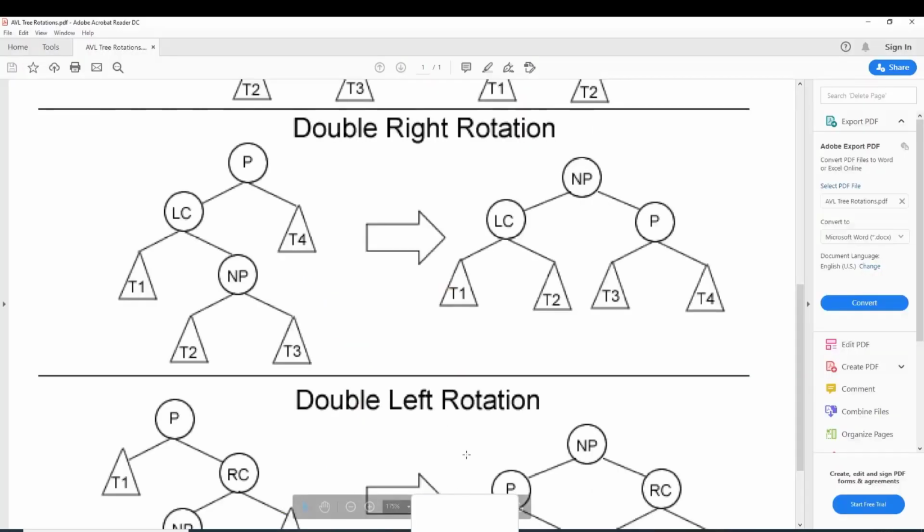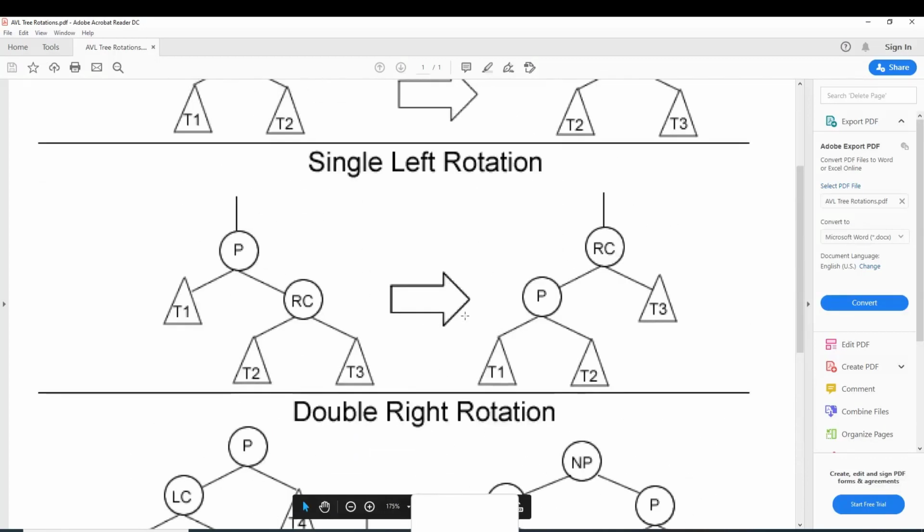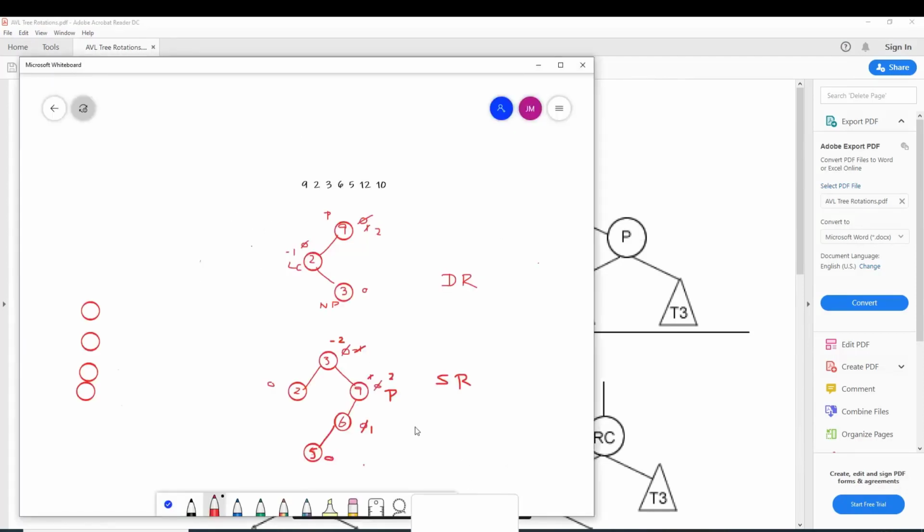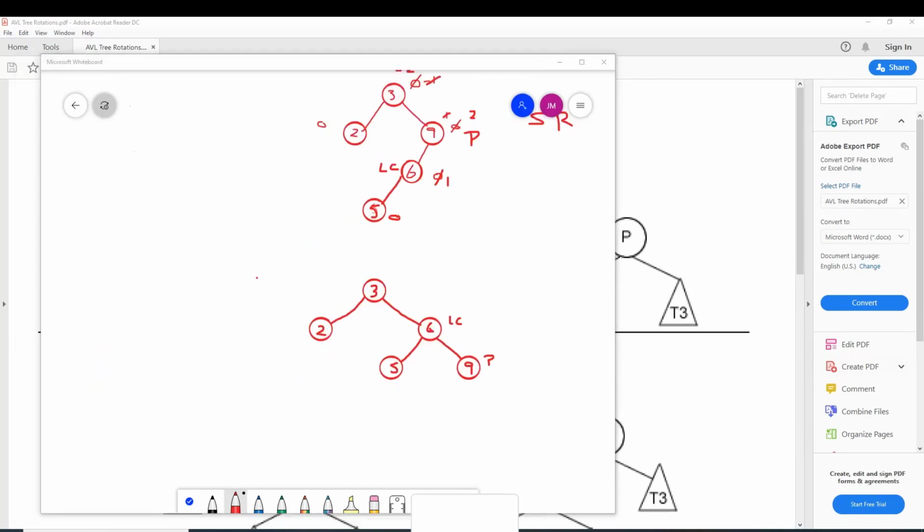Let's look at here, a single right. I identify a parent and a left child. The left child goes up, the parent comes down. So I've drawn it again here. The left child goes up, the parent comes down. The 2 and 3 stay where they were before. It's just the parent that gets altered.